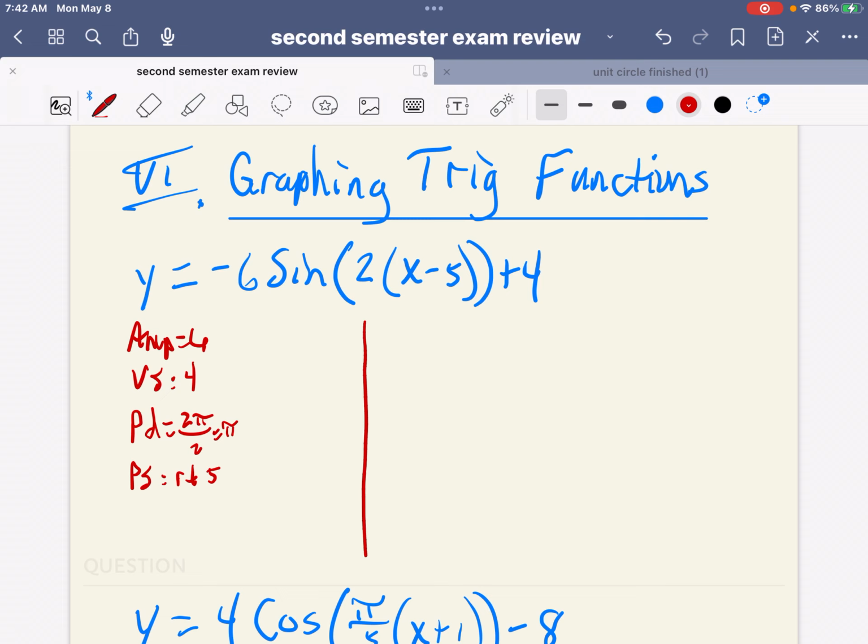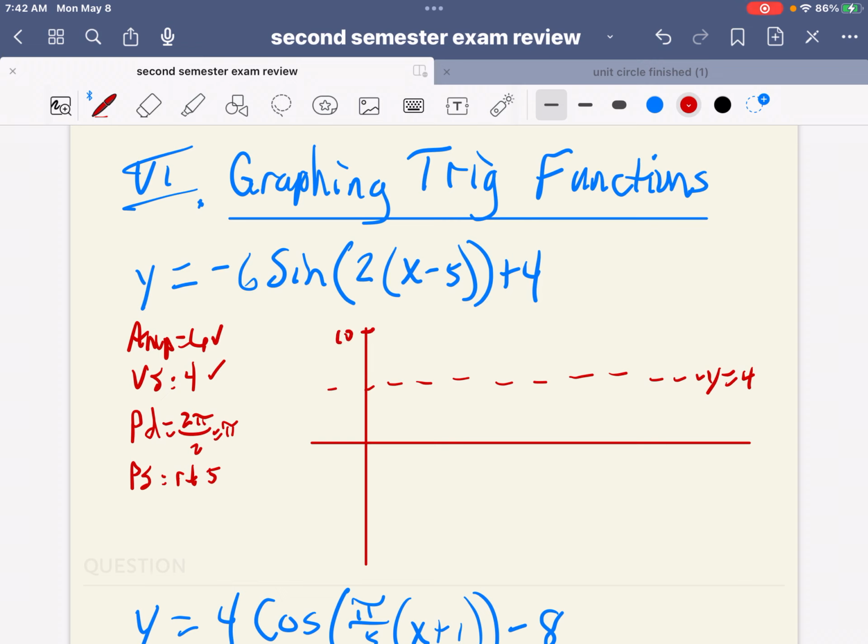So as I've shown you in the past, if you do things in a certain order, it tends to go well. Since the vertical shift is 4, pencil in y equals 4 as the midline. Since the amplitude is 6, then the highs are going to be at 10 and the lows are going to be at negative 2.